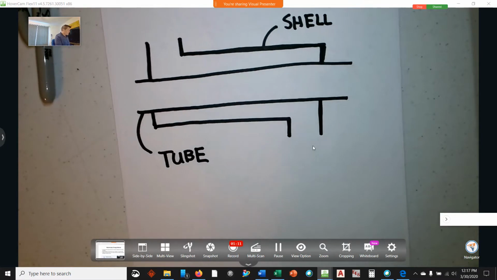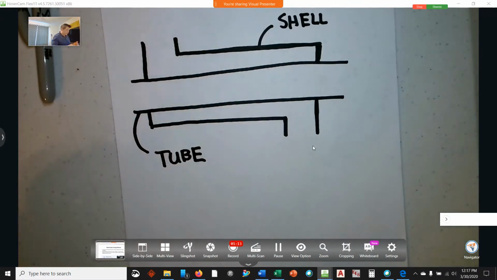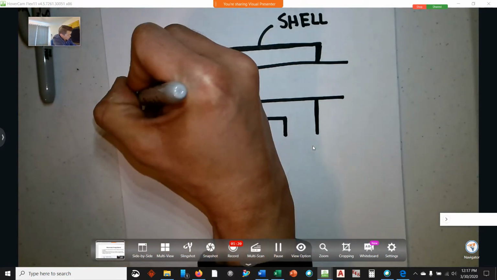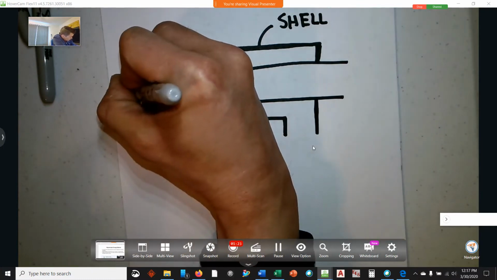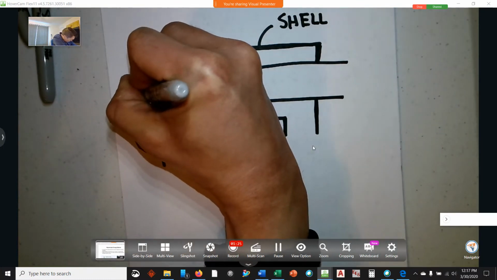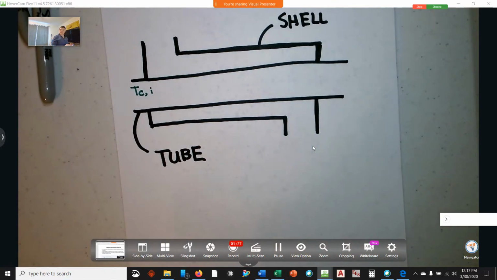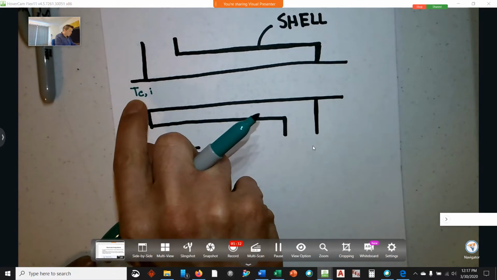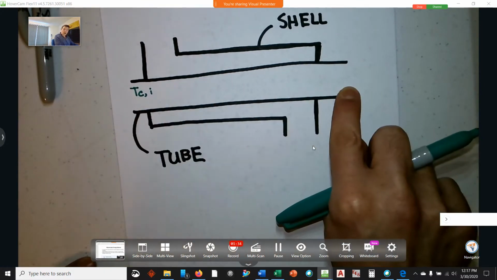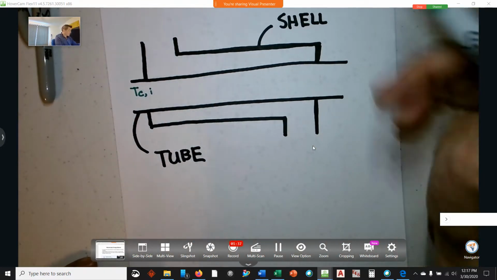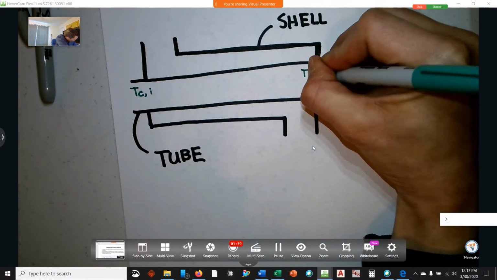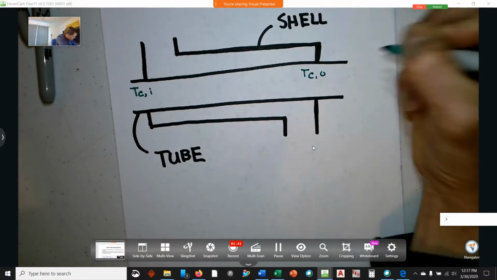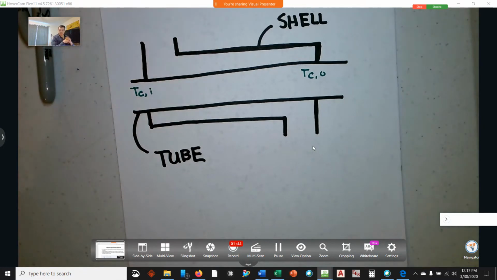And in this case, let's consider a process fluid that we're trying to heat up. So in this case, in the tube, what we'll have is a cold fluid coming in. So we'll call this TCI, as this cold process fluid is coming in, and then the whole goal is to get this process fluid to warm up by the time it leaves this heat exchanger. So we'll still call this TC, but we'll say it's the cold fluid outlet temperature.